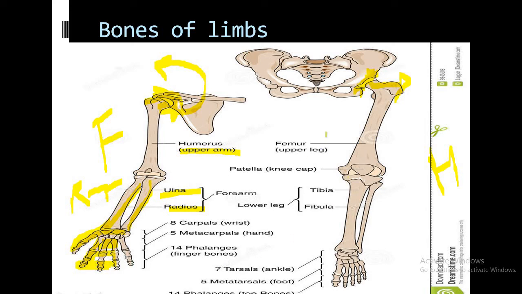In the same manner, this is the pelvic girdle, and this is the femur, that is the upper leg, then the patella, that is the knee cap, then the tibia and fibula. These are two long bones, where the inner one is the tibia and the outer one is the fibula. Then in the ankle there will be 7 tarsals. In the foot there will be 5 metatarsals, and there will be 14 phalanges in the toes.